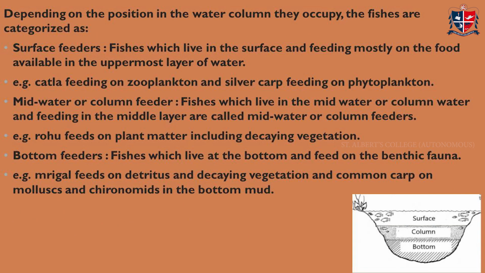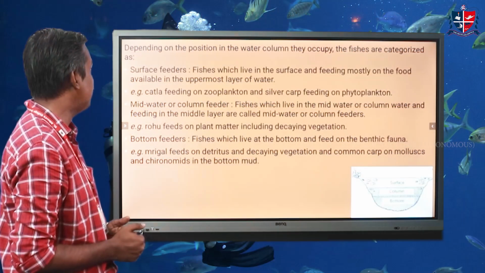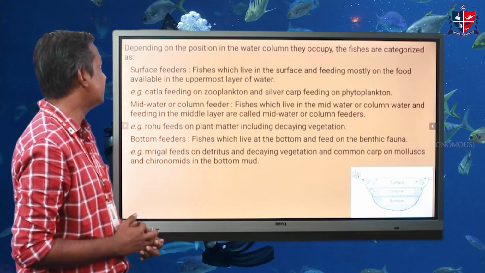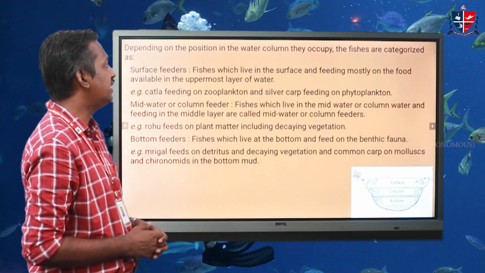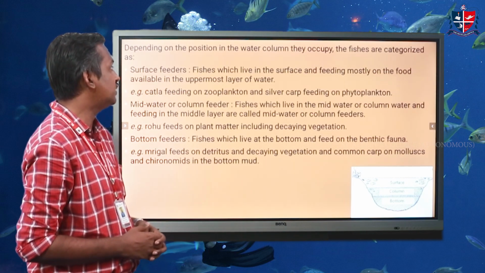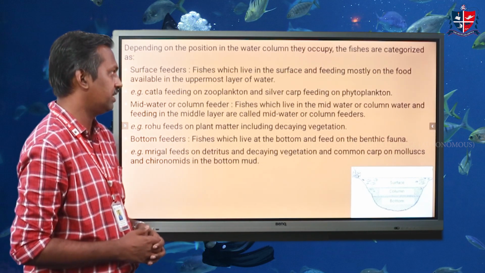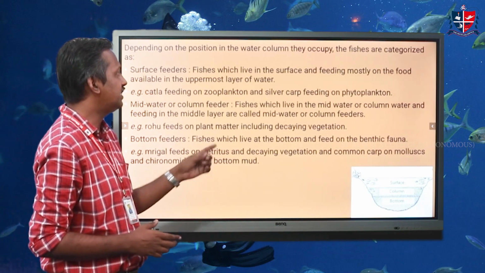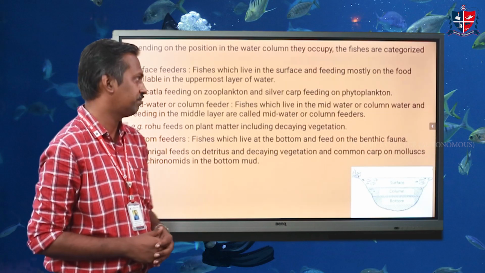Depending on the position in the water column they occupy, the fishes are categorized into surface feeder, midwater feeder, and bottom feeder. The first one is surface feeder. Fishes which live at the surface and feed mostly on the food available in the uppermost layer of water are called surface feeders. Catla feeds on zooplankton in the upper layer and silver carp feeds on phytoplankton.